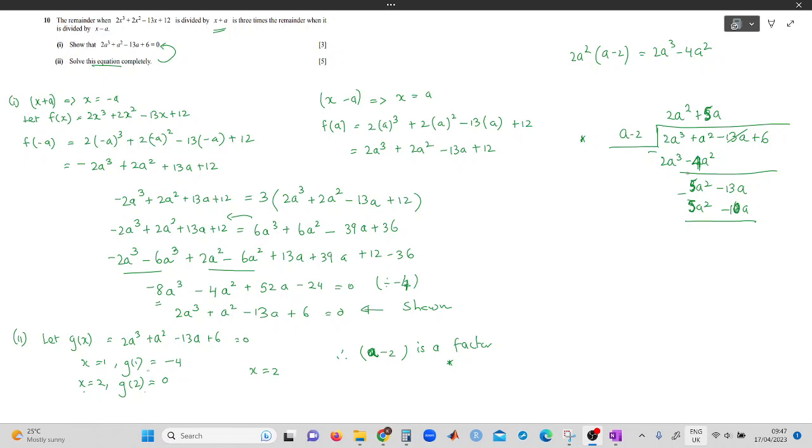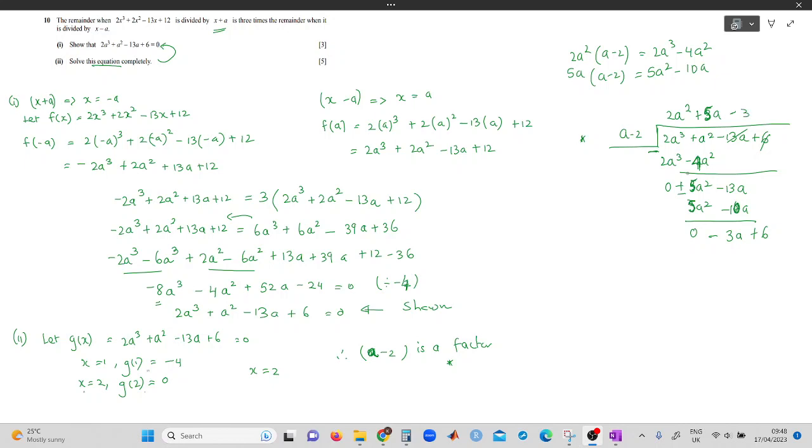Therefore, what happens? We subtract to see if there is any remainder. So 2a cubed minus 2a cubed gives me 0. A squared minus minus 4a squared gives me 5a squared. Bring down the minus 13a. Then 5a multiplied back by the dividing factor, I will get 5a squared minus 10a. So 5a squared minus 5a squared is 0, minus 13 plus 10 gives me minus 3a. I bring down the plus 6. Minus 3a divided by a gives me minus 3.